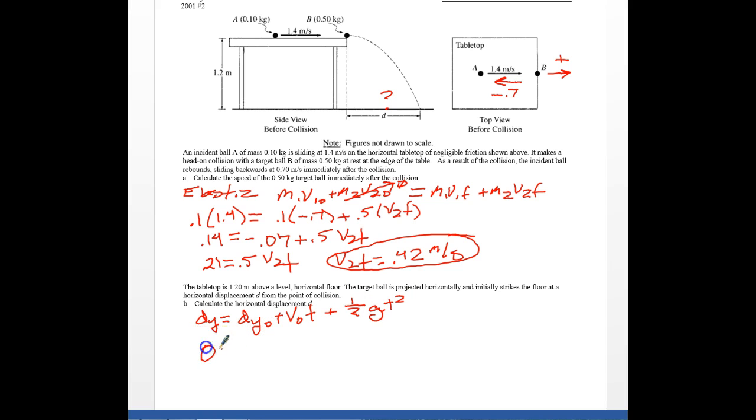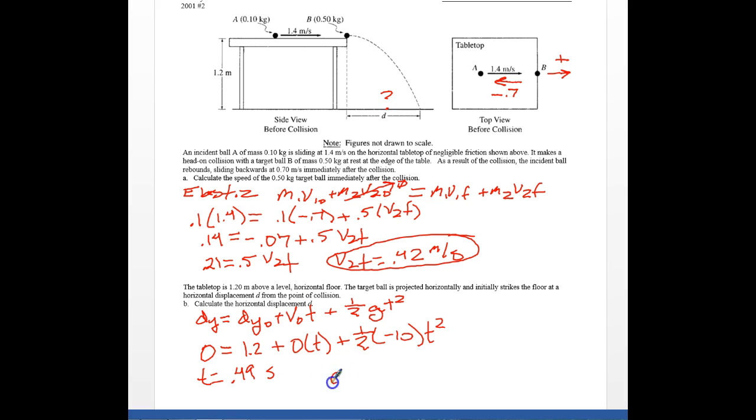So our final position is 0. Our original position is just the height of the table, which is 1.2, plus our original speed, which is 0, times the time, plus 1/2 of negative 10 times t squared. Now at this point we can solve for t, and t should be equal to somewhere around 0.49. So whether you use 9.8 or 10, you're going to get the same thing.